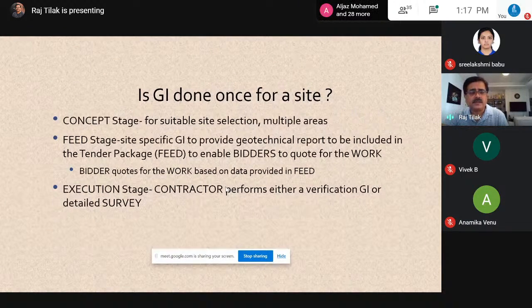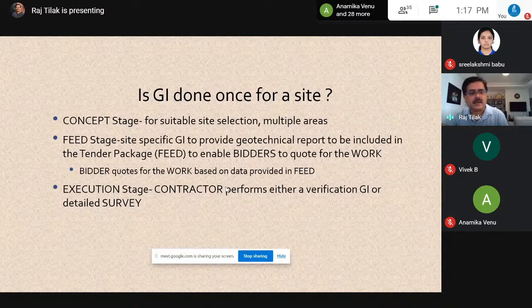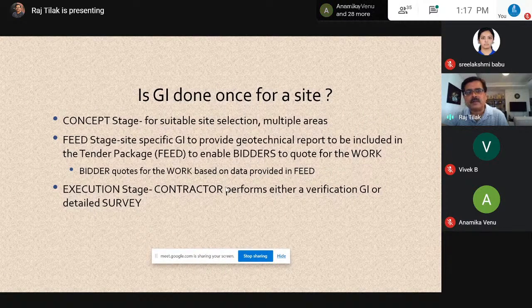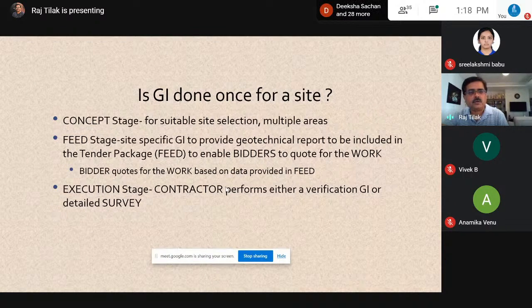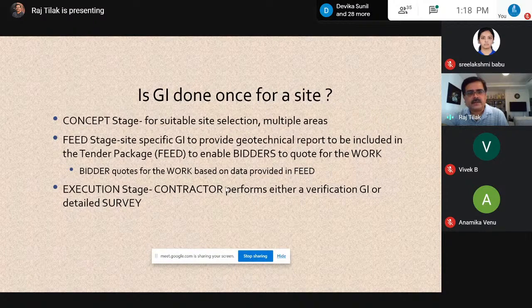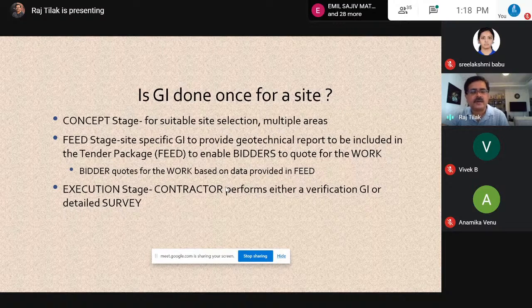I have highlighted a few terms here in capitals because these are the terms which will be used in industry, and you will fumble when you are not aware of what these terms are. So concept is the original work when you do not know where the actual plant is going to sit. FEED stage is once you have decided that this is the location of a particular plant. The full form is front end engineering and design. So this is actually the tender package. The guys who are working to develop this tender package are called front end engineers.